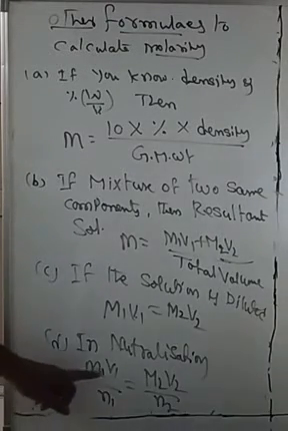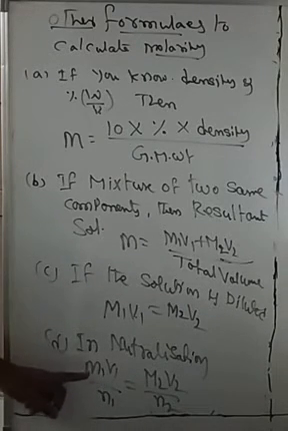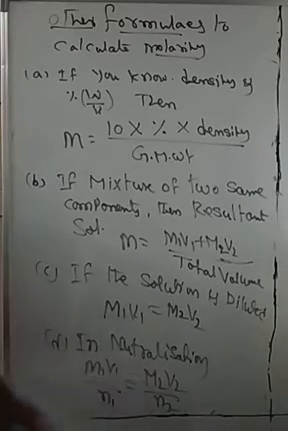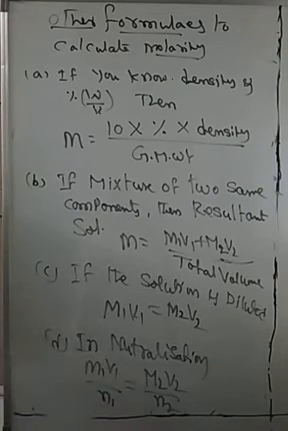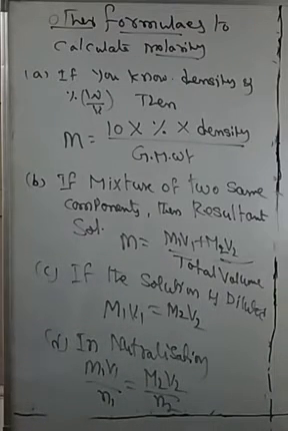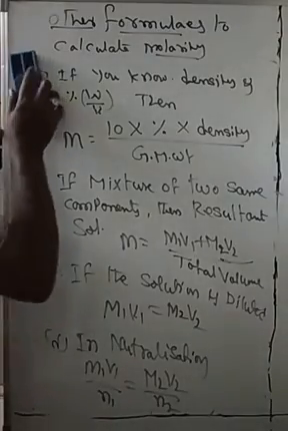Here M1, V1, N1 are any one of either acid or base molarity, volume, number of moles with respect to equation. M2, V2, N2 are like that: molarity of one solution, volume of another solution, and N2 is number of moles. So these formulas are useful for the calculation of molarity by other methods also. So this is the molarity concept.